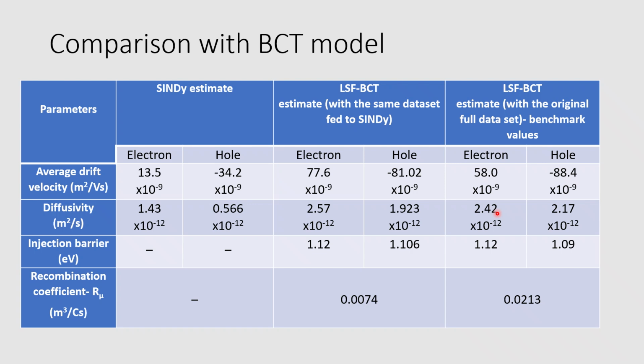But do we observe a pattern in all this? Here you can see that the electron drift velocity is lower than the hole drift velocity, and the same pattern is observed even with the benchmark values, and the same pattern is observed with diffusivity. Electron diffusivity is higher than hole diffusivity, and the same pattern is observed in the least square fit BCT model, which is the benchmark values.